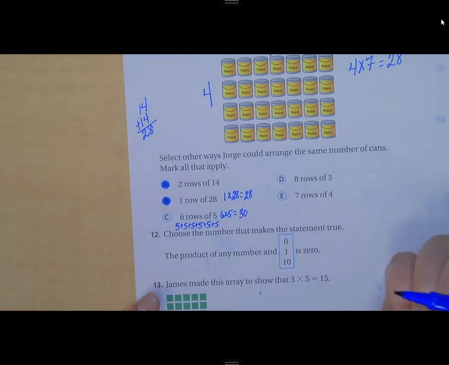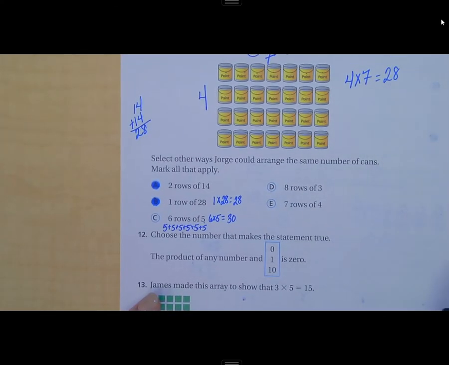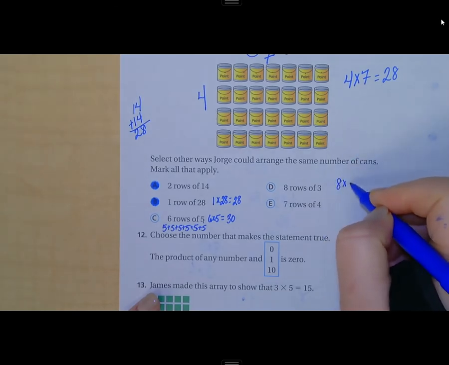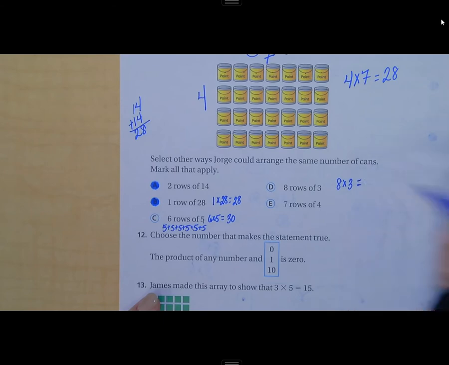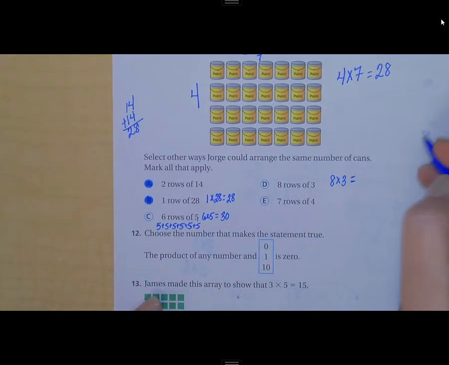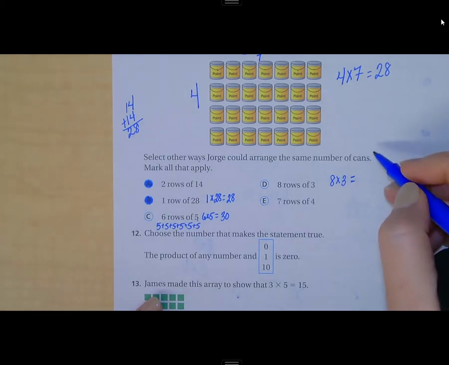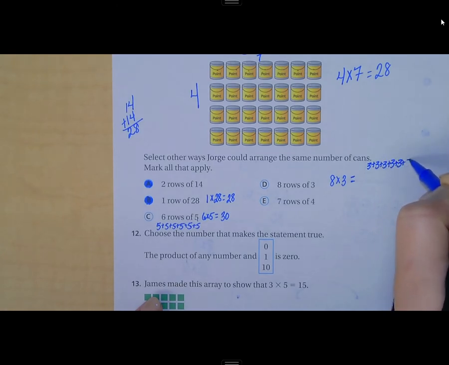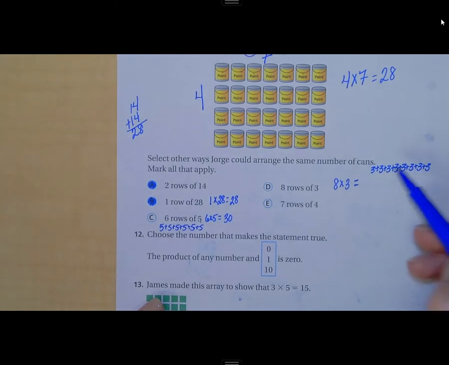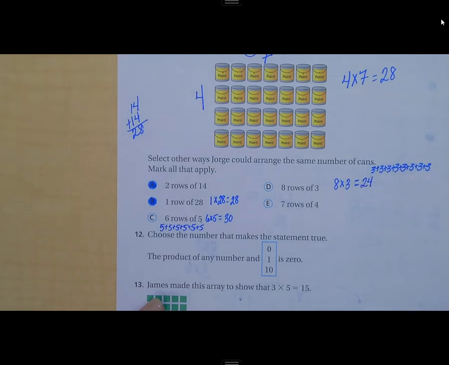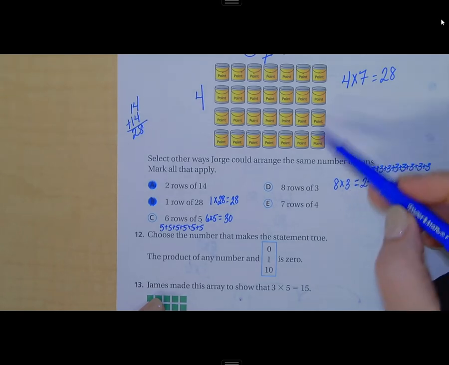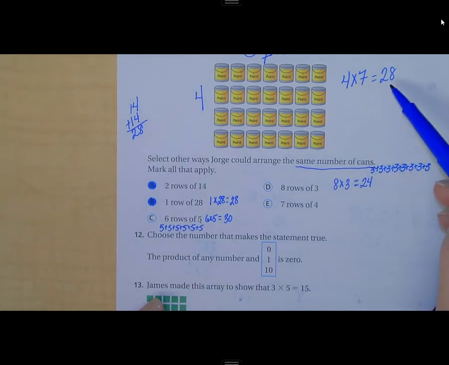Now, can we make this array? We cannot because we only have 28 cans. Let's try 8 rows of 3. Okay, 8 rows of 3. All right, so that would be the same as we did before. We could skip count by 3 8 times. Okay, so that would be 1, 2, 3, 4, 5, 6, 7, 8, which would be 3, 6, 9, 12, 15, 18, 21, 24. So 8 rows of 3 equals 24. So can we arrange the same number of cans? We cannot, because it doesn't equal 28, it equals 24.